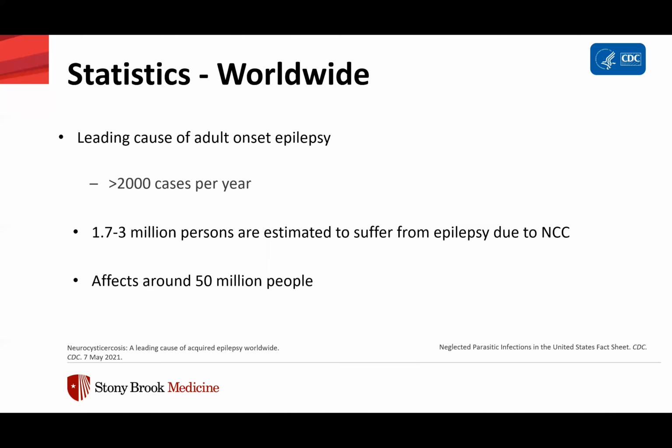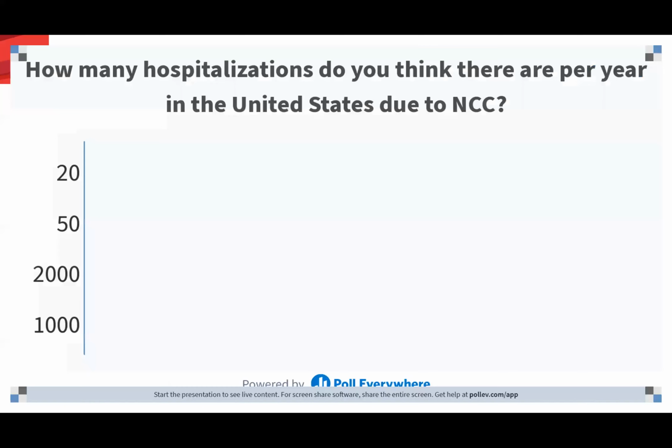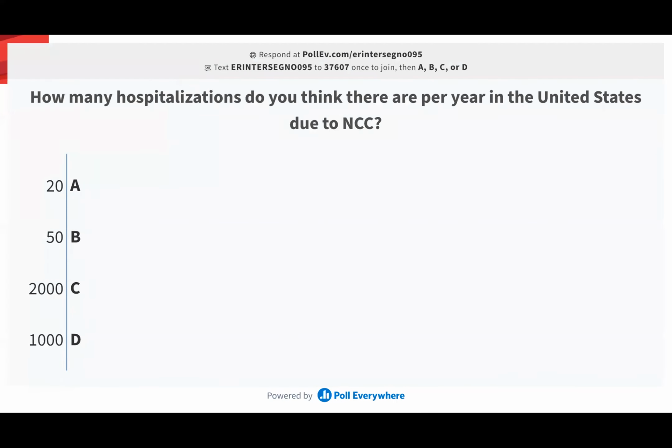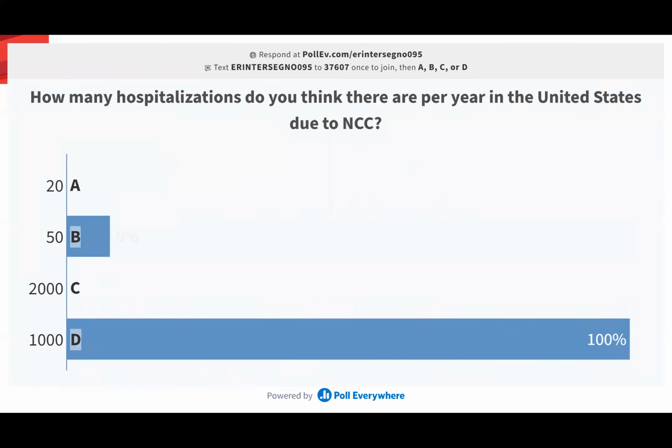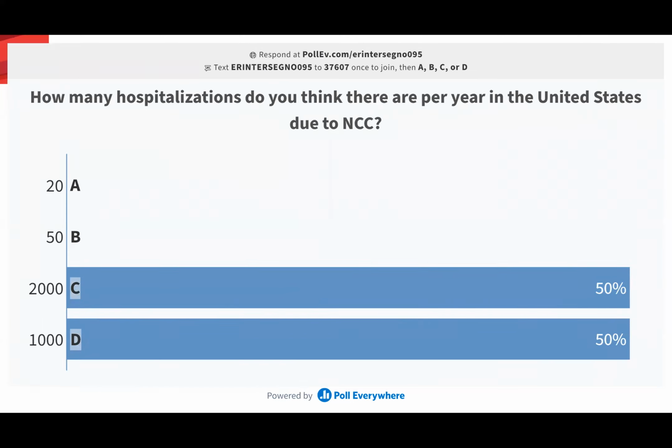So now we know it's more common in those endemic regions, not specifically in the United States, and it can cause epilepsy. Given that, how many hospitalizations, if you had to guess, do you think there are per year in the United States due to NCC? Is it 20, 50, 2,000, or 1,000? This is just a guess. I will go over the answer on the next slide. Awesome. Okay, good answer.